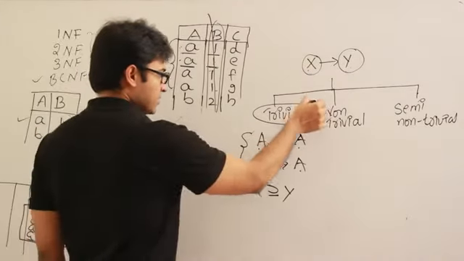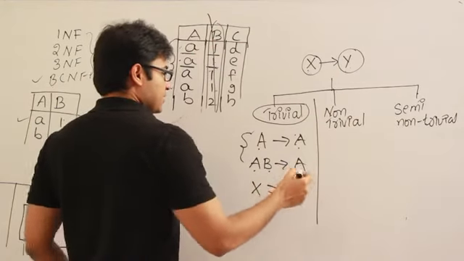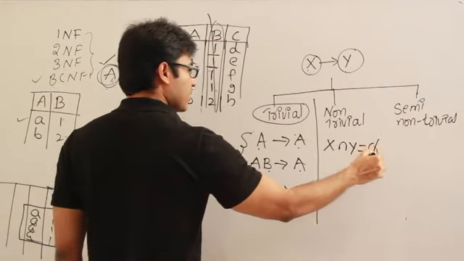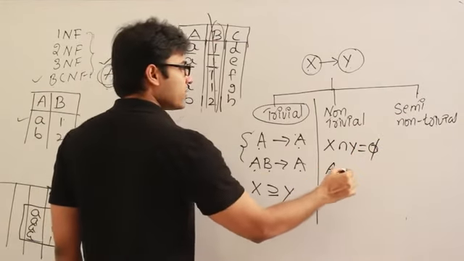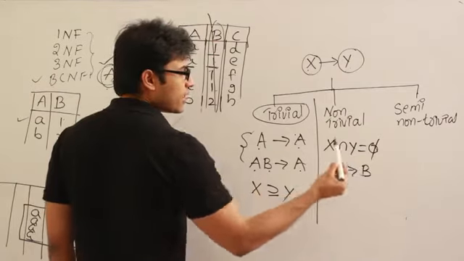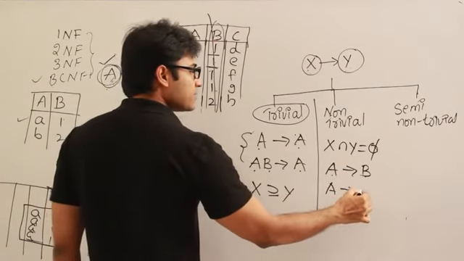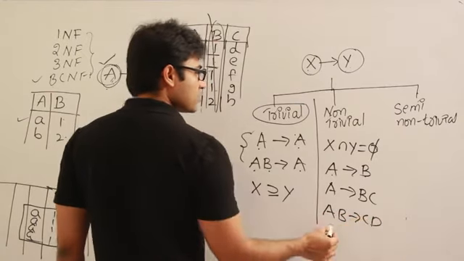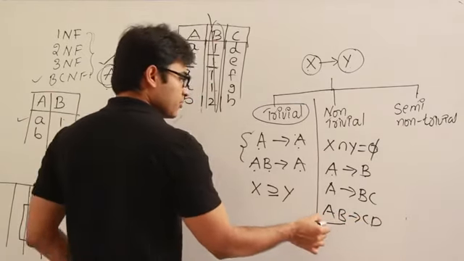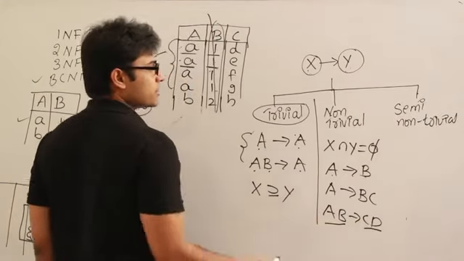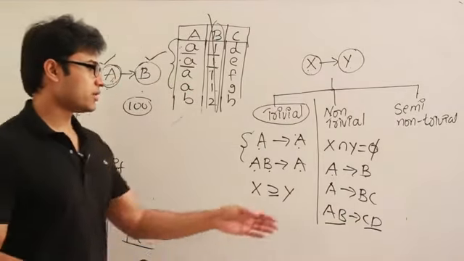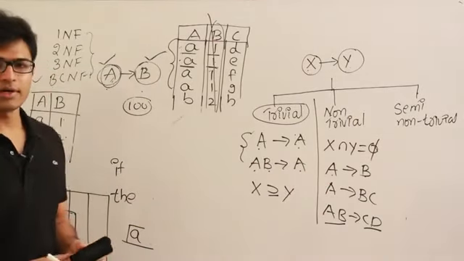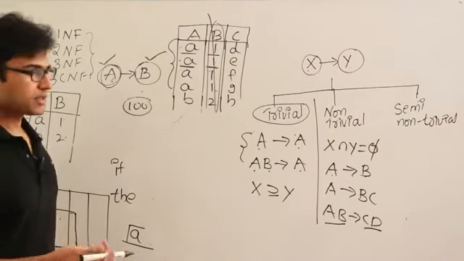And non-trivial dependency means X and Y should not have any intersection. For example, A determines B. Given a value of A, it gives the value of B. Or A determines BC, or AB determines CD, something like this. So whenever we give some information, we'll be able to know new information. We are not interested in knowing the information which we already have. So non-trivial functional dependencies are very useful, and we are really interested in them.